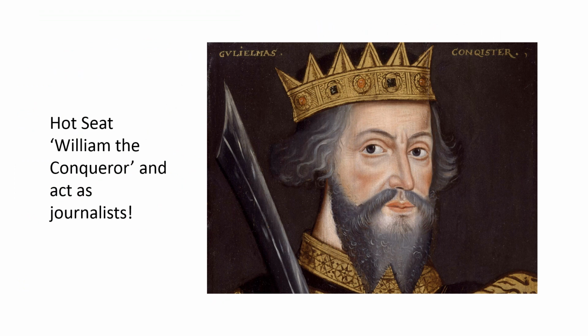Now, let's do a bit of a game. I want you to get an adult or a sibling so that they can join you. And I want you to hot seat William the Conqueror and act as journalists. So, firstly, you have to explain to your adult or your sibling who William the Conqueror was and give them a bit of background information on him. And then you can act as journalists and ask them the 5 W's. And then you can also reverse roles.